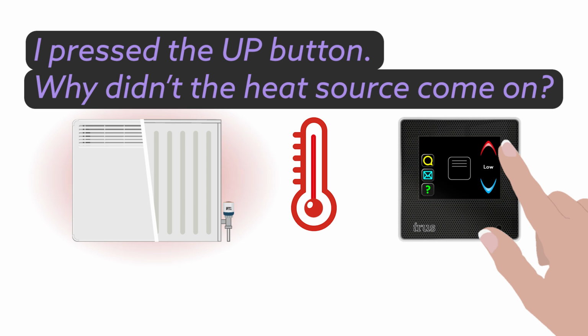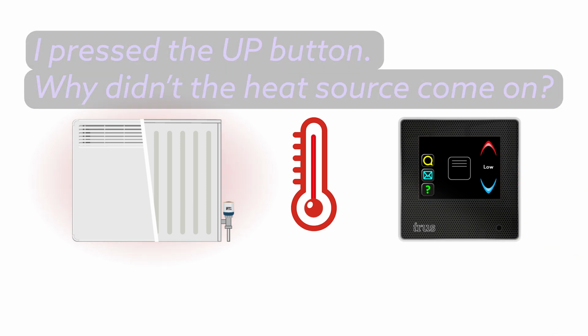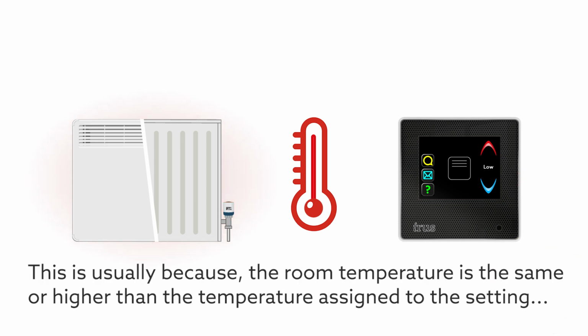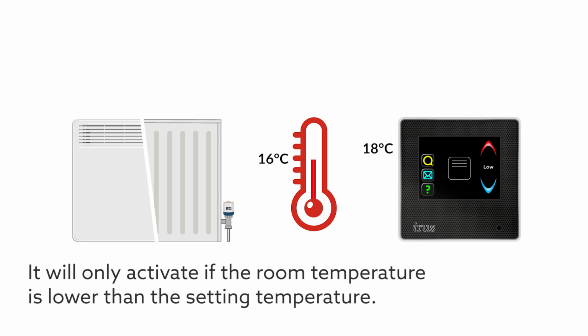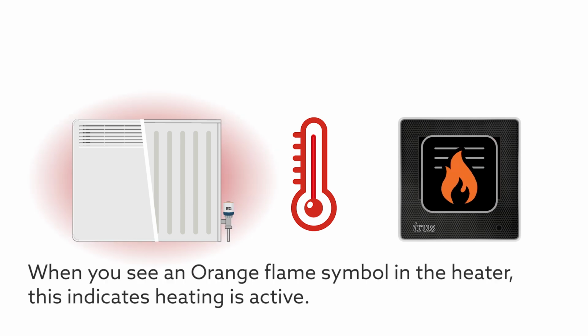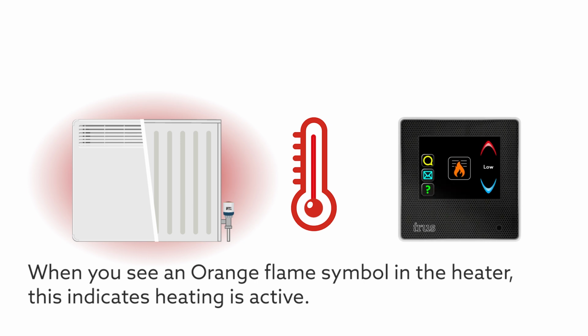I pressed the up button. Why didn't the heat source come on? This is usually because the room temperature is the same or higher than the temperature assigned to the setting. For example, if the low setting is 18 degrees and the room temperature is 20 degrees, the heater won't switch on. It will only activate if the room temperature is lower than the setting temperature. When you see an orange flame symbol in the heater, this indicates heating is active.